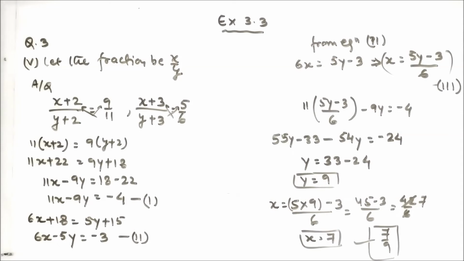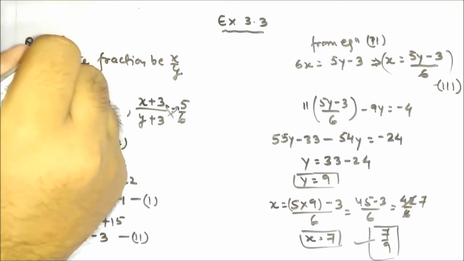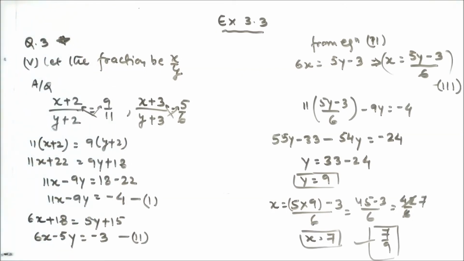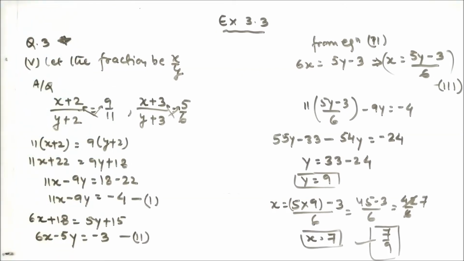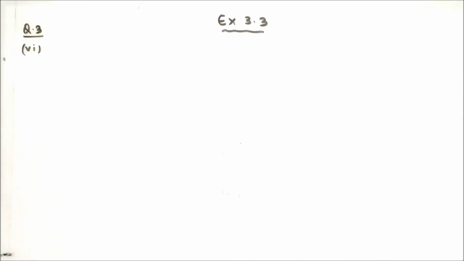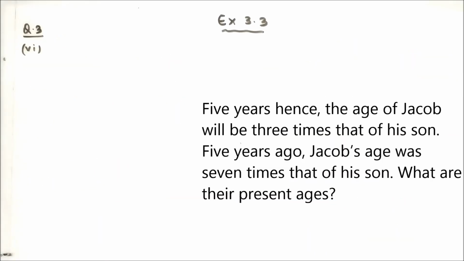Okay, I hope you understood this. Now this type of question is again repeated in two or more exercises. Okay, so this becomes a very important question as far as exams are concerned. Let us move to the last part of this, that is the 6th. The question is, 5 years hence the age of Jacob will be 3 times that of his son.